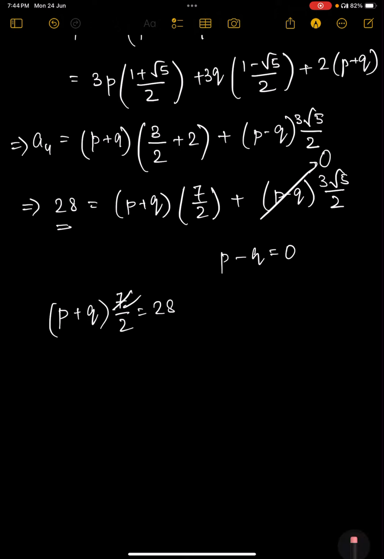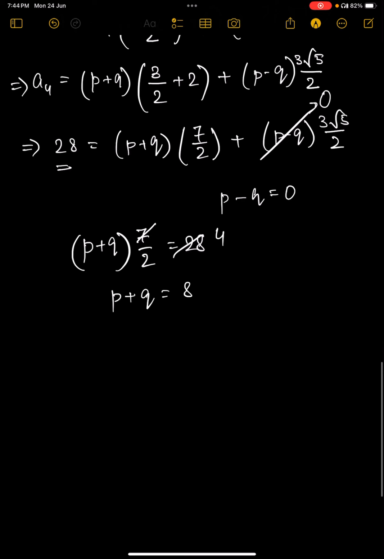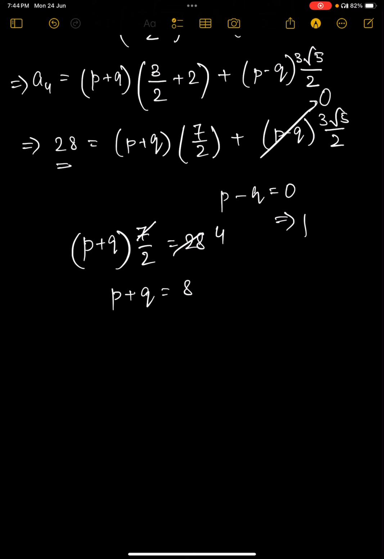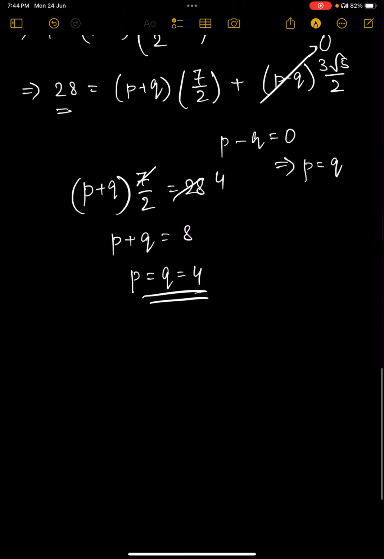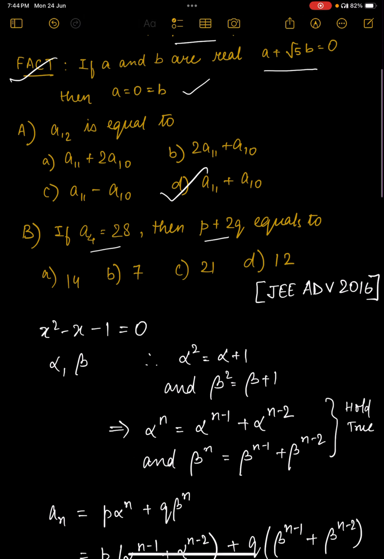Let me rewrite this. p plus q into 7 by 2 is equal to 28. This cancels, and we have p plus q is equal to 8. Now, since p is also equal to q, we can say that p is equal to q is equal to 4. Therefore, p plus 2q is equal to 12. And this is my final answer. So let's see what our option is. So option D is also correct in the second question.